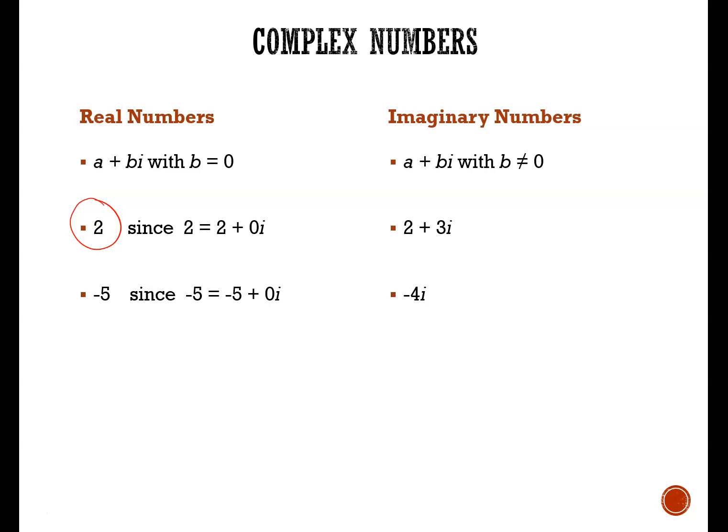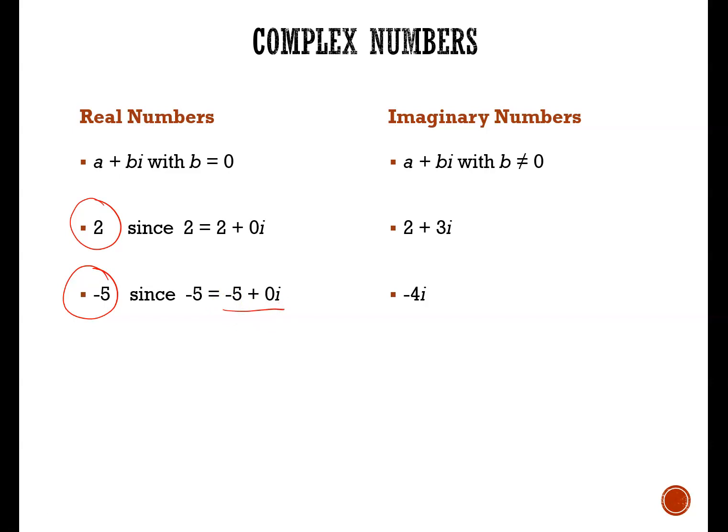Now 2 of course is in many other sets of numbers. Probably you most often would think of 2 as a whole number, which it is, but all the whole numbers are a set inside the complex numbers. It could be a negative number like -5. As long as it can be written in this a plus bi form, it is a complex number.